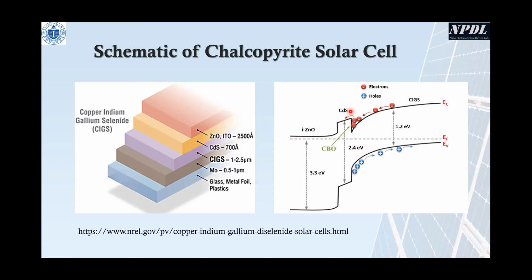So usually in the cadmium sulfide, there are two types of band alignment. One is cliff type band alignment, and another one is spike type band alignment. So usually this is a cliff type band alignment of the device.